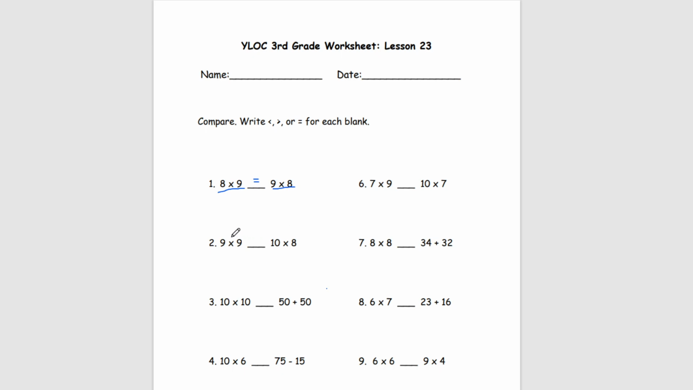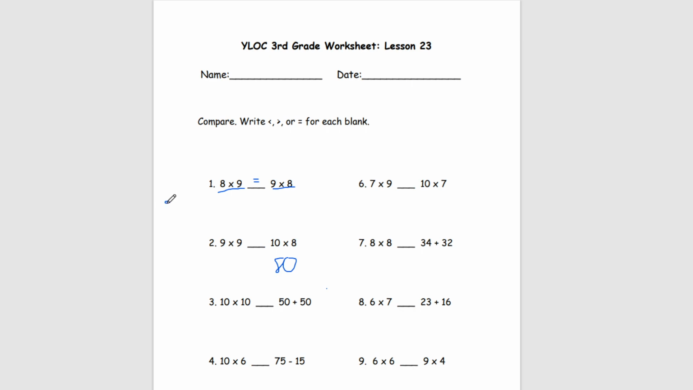Going to number two, we have 9 times 9 is blank to 10 times 8. So this one we can solve out. Let's do 10 times 8 first. Obviously we know the answer is 80 for this side. But for 9 times 9, if you know your times tables, you can solve it faster. But if you don't know it, we'll have to do it the slower way, which is counting it out individually.